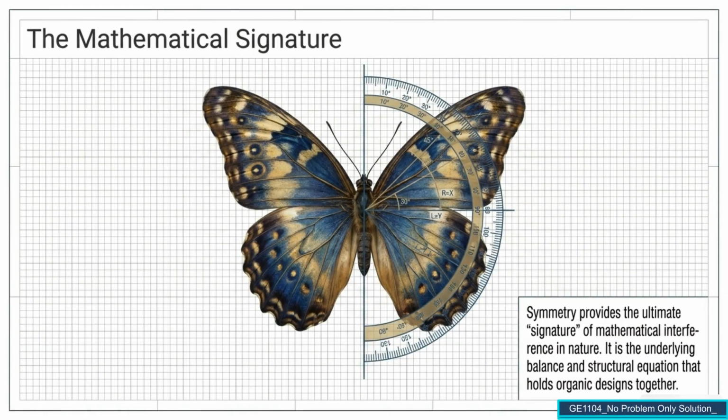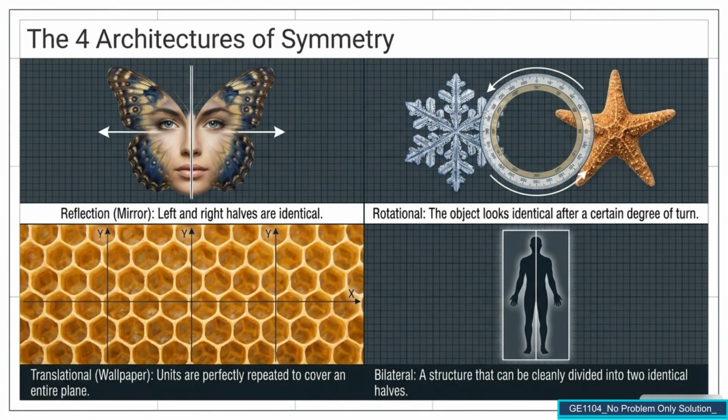Symmetry acts as a mathematical signature in nature, providing the balance required to hold complex, organic designs together. We can identify 4 key architectures of symmetry: reflection, rotation, translation, and bilateral symmetry. Each describes a different way nature organizes its forms.